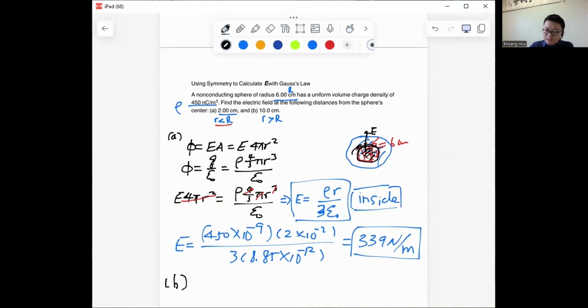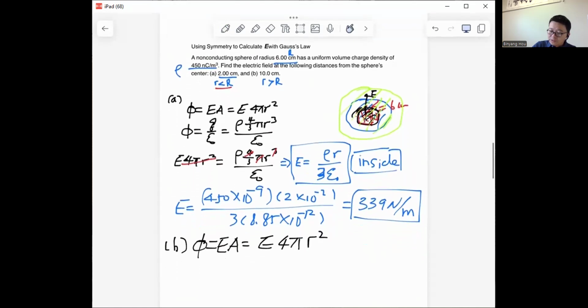So outside the sphere, we'll draw a bigger Gaussian surface, bigger than the original one. The same thing: flux will be equal to E times A, again E times the Gaussian spherical area 4 pi r squared. Just in this case, small r will be equal to 10 instead of 2.